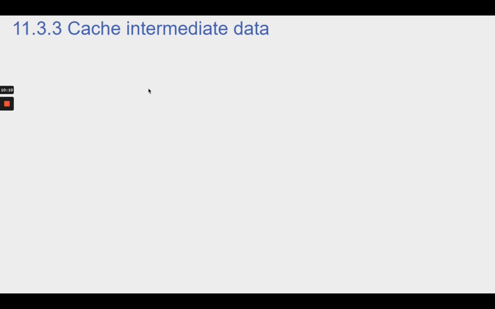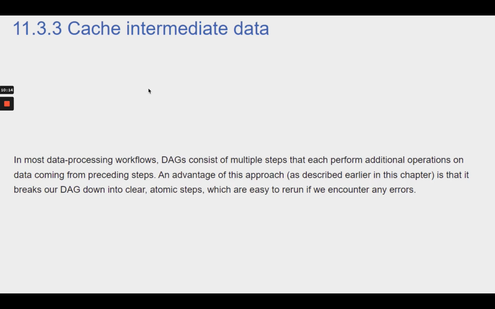Section 11.3.3, Cache intermediate data. In most data processing workflows, DAGs consist of multiple steps that each perform additional operations on data coming from preceding steps. An advantage of this approach, as described earlier in this chapter, is that it breaks our DAG down into clear, atomic steps, which are easy to rerun if we encounter any errors.